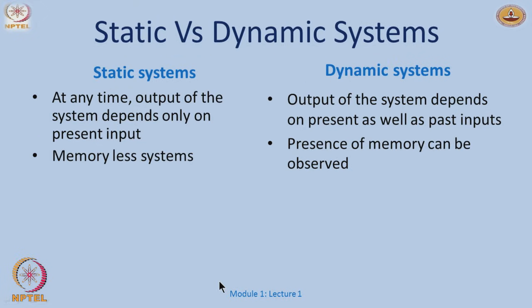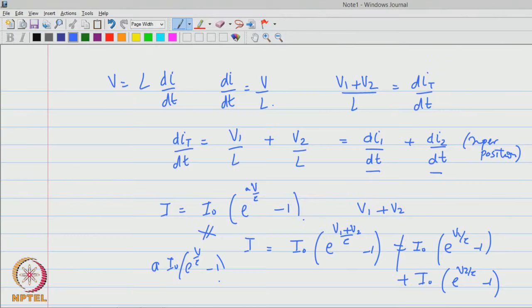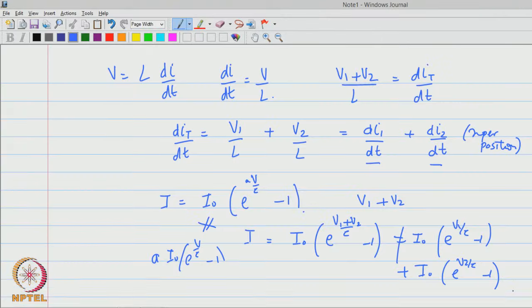The other kind of classification is between static and dynamic systems. For a static system, at any time the output depends only on the current value of the input. In other words, they are also called memoryless systems, whereas for dynamic systems the output depends on the past as well as the present inputs, and these are called systems with memory. What does it mean? Again, let us work out another example.